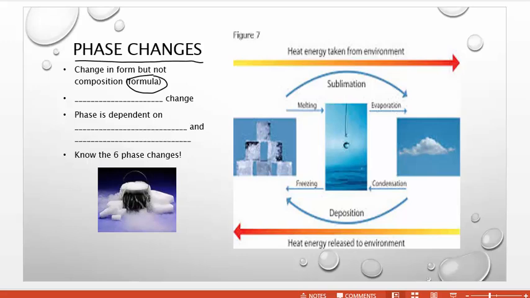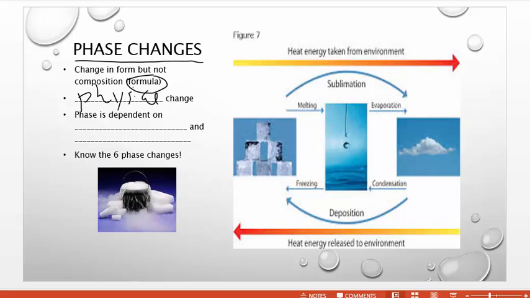We have the same formula. So because we have the same formula, but we've changed what it kind of looks like, or the form that it's in, this is a physical change. Remember from a couple of days ago, we talked about the difference between physical and chemical change. So phase changes are physical changes. Phase change is dependent on a couple of things.